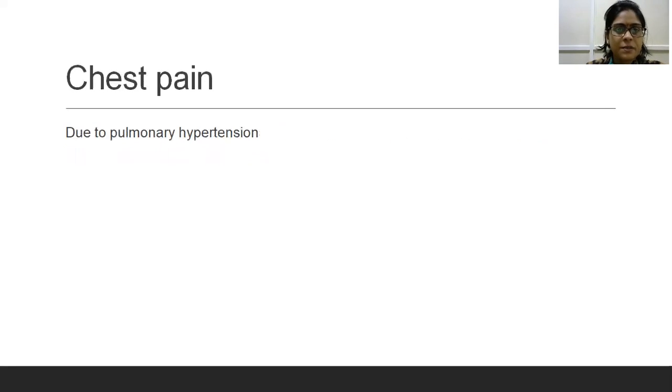Then you have chest pain. Chest pain is a result of pulmonary hypertension. It occurs as a result of exertion along with dyspnea.